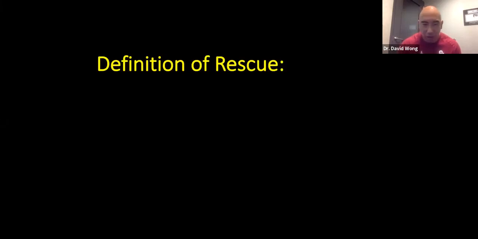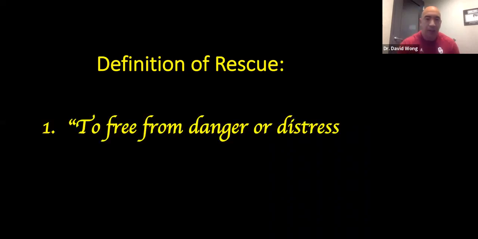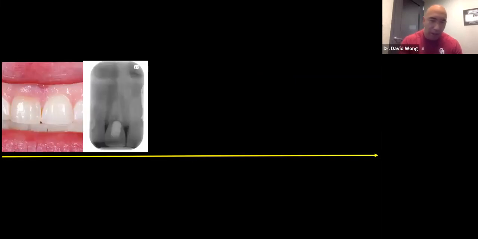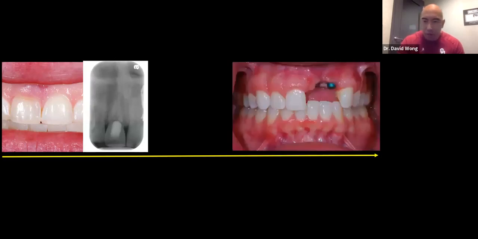What I think we're doing a lot of times with these implants is really rescue. Definition of rescue is to free from danger or distress, or to recover. And I think, unfortunately, with a lot of these cases, we're not talking about soft tissue management anymore. We're talking about rescuing. So on 2 ends of the spectrum, on one end, you have a case like this, tooth number 8, versus what I just showed you.